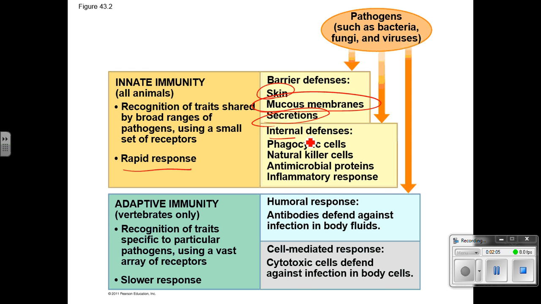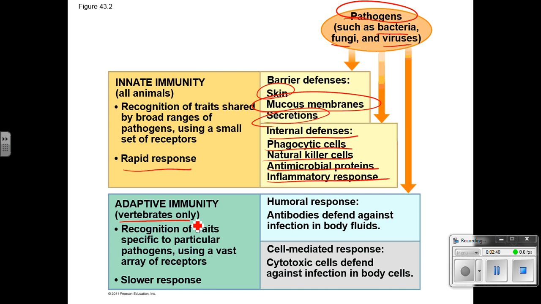Your internal defense system, you have some parts of your immune system, phagocytic cells, that are going to go and engulf bacteria or things and try to kill them. Natural killer cells, antimicrobial proteins, your inflammatory response. The reason you get that red, swelling, inflamed is because that's an immune response. Two pathogens. A pathogen is something that is foreign that your body does not like: bacteria, fungus, virus.